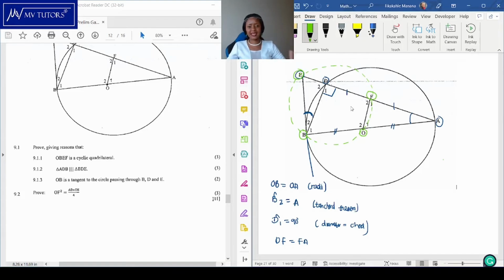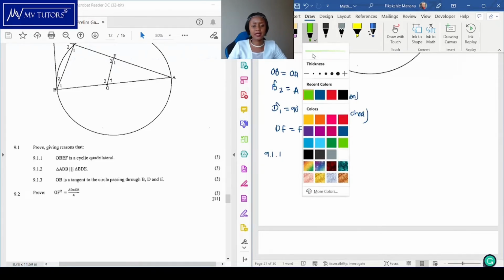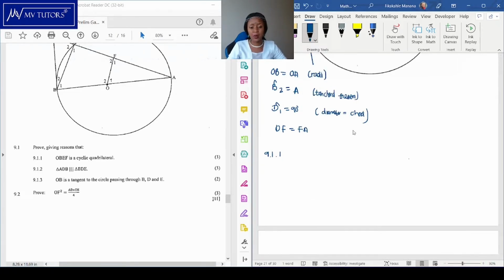Okay, so you have a circle like that and there is a cyclic quad, and we need to prove that indeed OBEF is a cyclic quad. When you want to prove that something is a cyclic quad, you can prove it in one of three ways. Either you show that the angles subtended by the same chord are equal, or you show that the external angle of a cyclic quad is equal to the interior opposite angle, or you show that opposite angles in a cyclic quad are supplementary. When you add them, equal to 180 degrees.